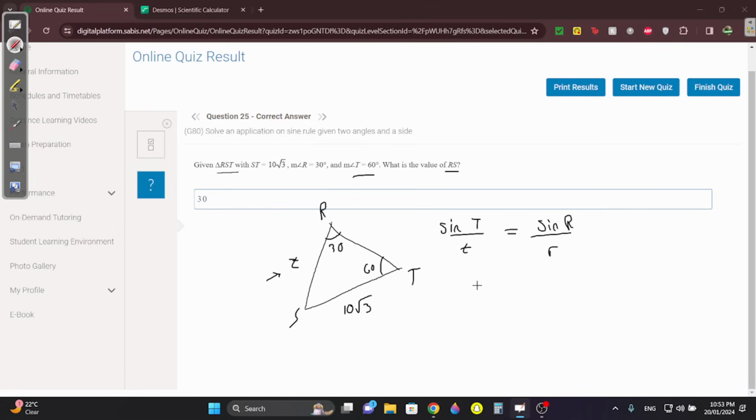Okay, sine T will be sine 60 over t. We don't know, we're trying to find it. Equals sine R, so sine 30 over r, which is 10 radical 3. Okay, you cross multiply and you'll get t equals 30, which is RS equals 30.